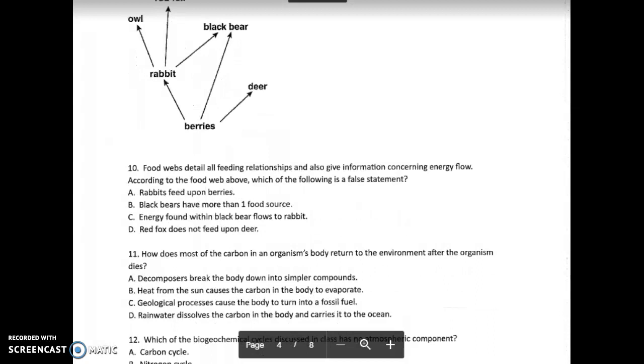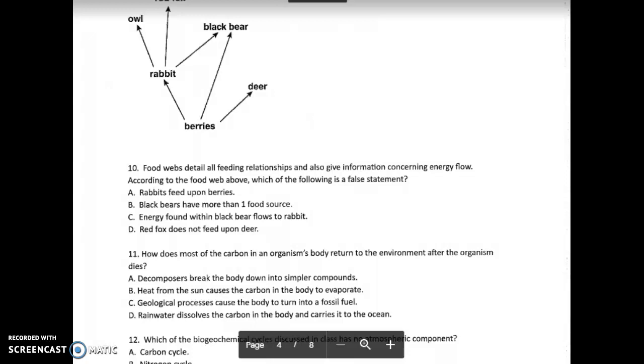Number 10. Food webs detail all feeding relationships and also give information concerning energy flow. According to the food web above, which of the following is a false statement? A. Rabbits feed upon berries. B. Black bears have more than one food source. C. Energy found within black bear flows to rabbit. D. Red fox does not feed upon deer.